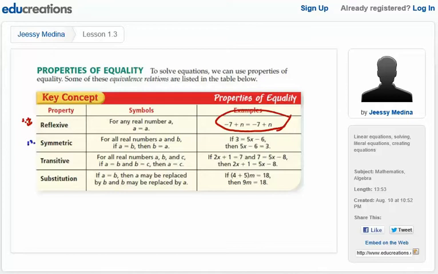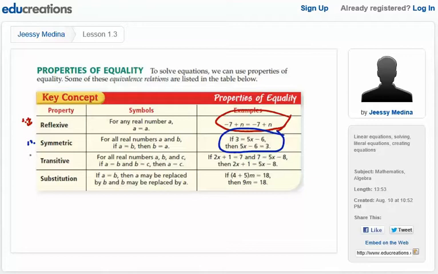Symmetric. The symmetric property says that if one thing is equal to another thing, then that other thing is equal to that thing. If a equals b, then b equals a. So if you say 3 is equal to 5x minus 6, then 5x minus 6 is equal to 3.